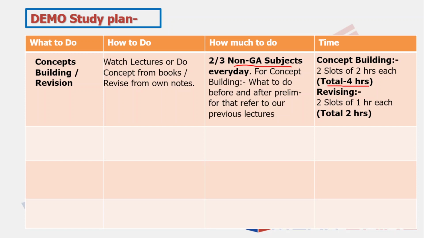If you are revising, then you will take 1 hour slot each, 2 slots. That is 2 hours total. Okay, right, because you are revising from your own notes. At the most you would be looking out for all the special problems that you have noted down, but 1 hour is more than enough for those 10-12 pages of material that you have taken note of, right? Okay, next.